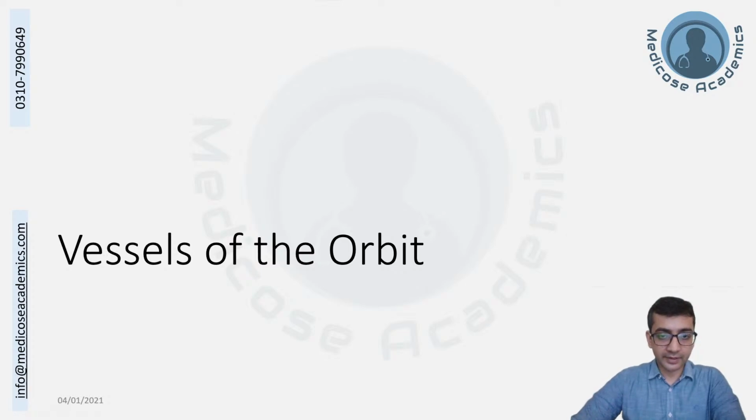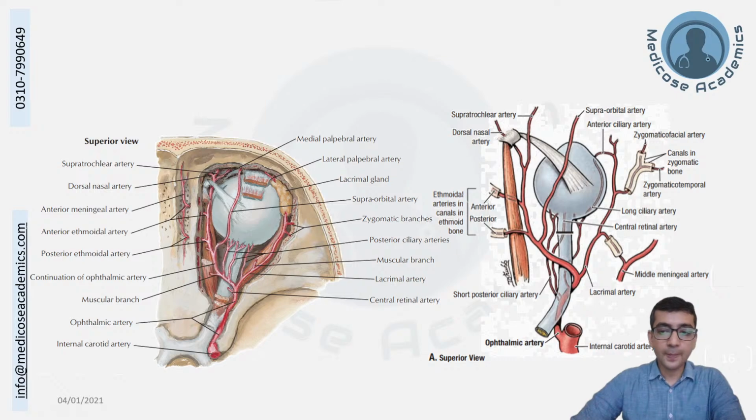Let us do the vessels of the orbit, then we will take a little breather. The vessels of the orbit are very simple. If you have done the nerves section behind, almost all the named branches of the nerves will be seen here as the named branches of the arteries. I will go through this picture first. There is only one big artery that is coming here, that is the ophthalmic artery.